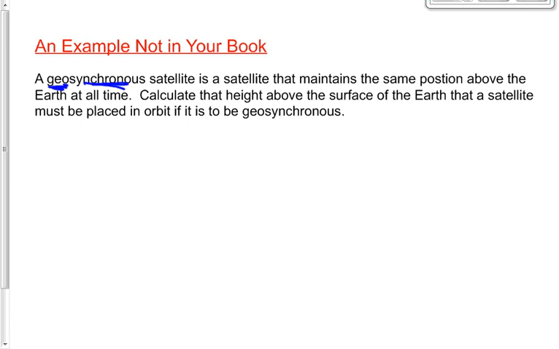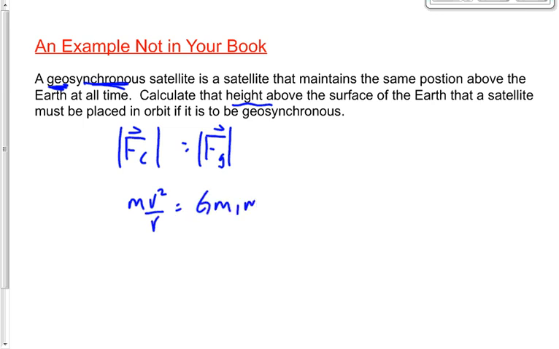You need it to maintain the same position. All right, we want to find the height above the surface at which the satellite has to be placed in order to make it geosynchronous. For all geosynchronous satellites, it's the same height. They're going to be in different spots depending upon where you want to communicate from, but they're all going to be the same height. Let's say FC is equal to FG. That's what we do for all satellites, right? mv squared over R is equal to G M1 M2 over R squared. One of the R's cancels. One of the M's cancels. We're left with v squared is equal to G times the mass of the producer over R.